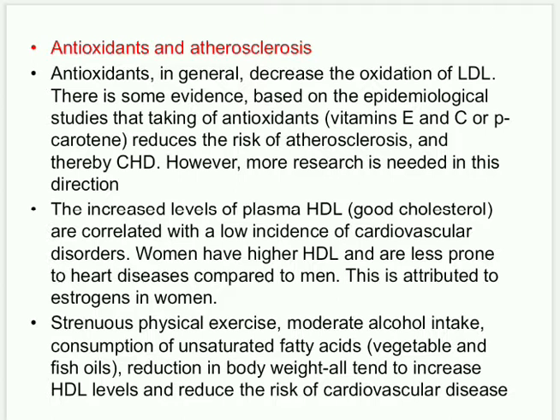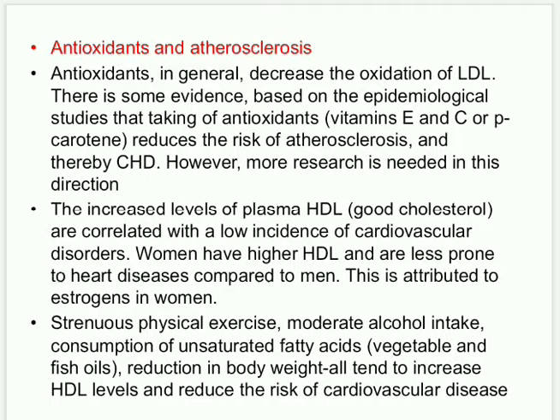When we take an abundant quantity of antioxidants, these antioxidants prevent the oxidation of LDL, which means decreasing the level of LDL in the blood. Such antioxidants are vitamin E, vitamin C, and beta-carotene, which also reduce the risk of atherosclerosis. So an increased level of plasma HDL is correlated with a low incidence of cardiovascular disorder.